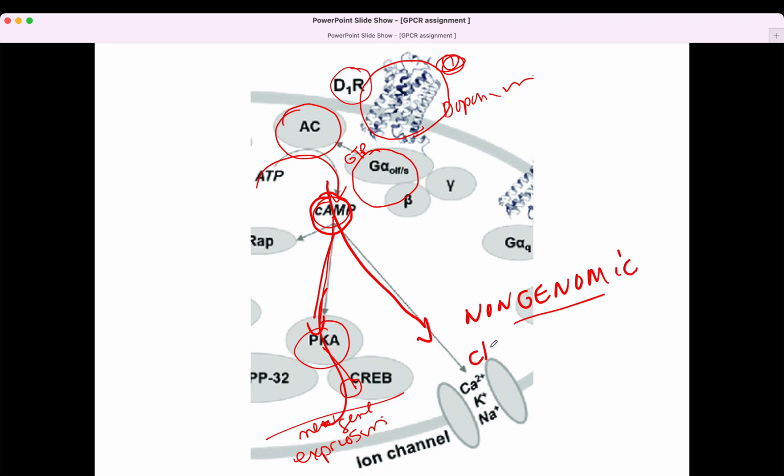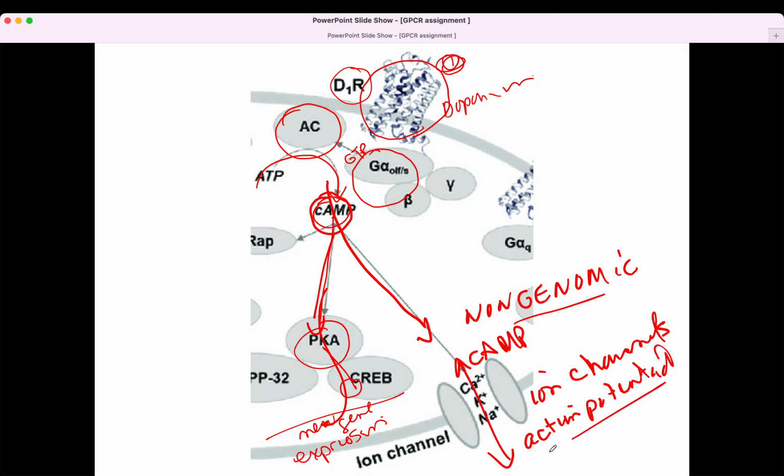The cyclic AMP binds to this ion channel on the cell membrane, and that's going to cause a change in the concentration of calcium, potassium, sodium across the membrane through different ion channels, and that's going to lead to action potentials, and those are the signals that go through our brain and our nervous system. And so that's the second drawing, like that. Okay, so we're all set with the assignment.